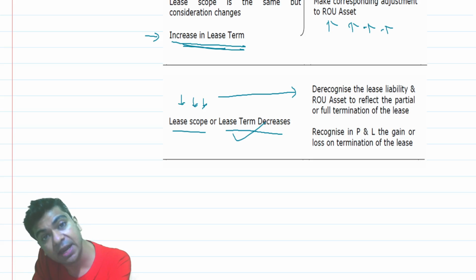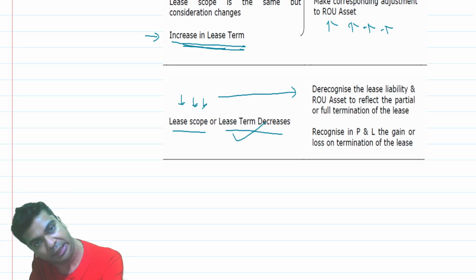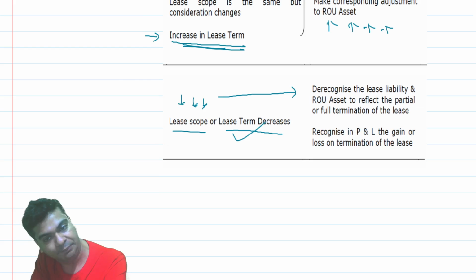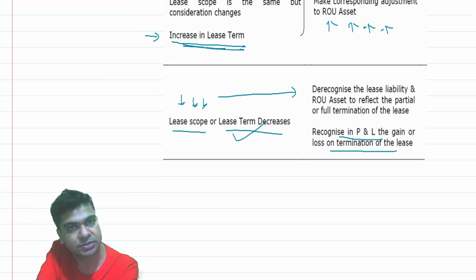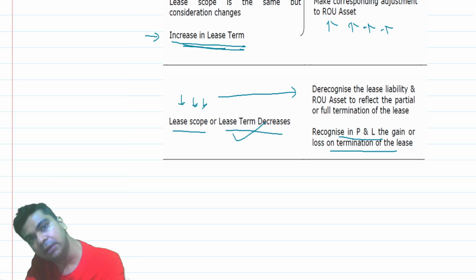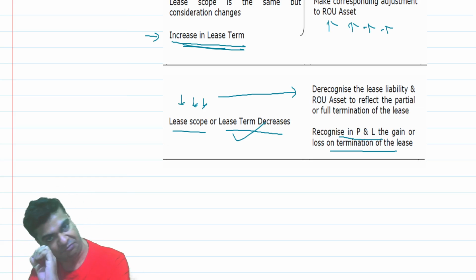So for that, if there is any gain or loss, it should be recognized in the P&L. So that's what they are saying, that you should recognize in the P&L the gain or loss on the termination of the lease. How that shall be done? That's the subject matter of this question.